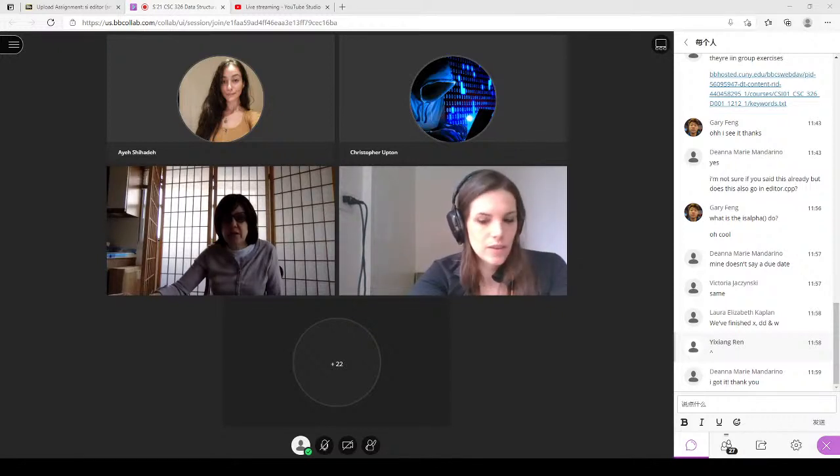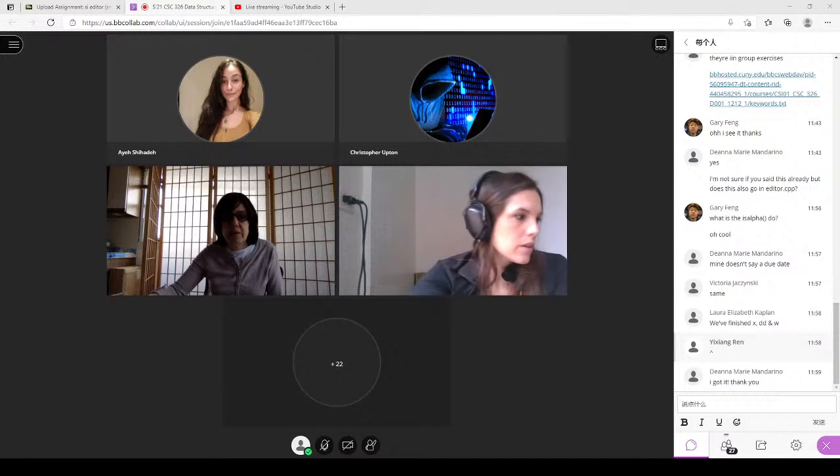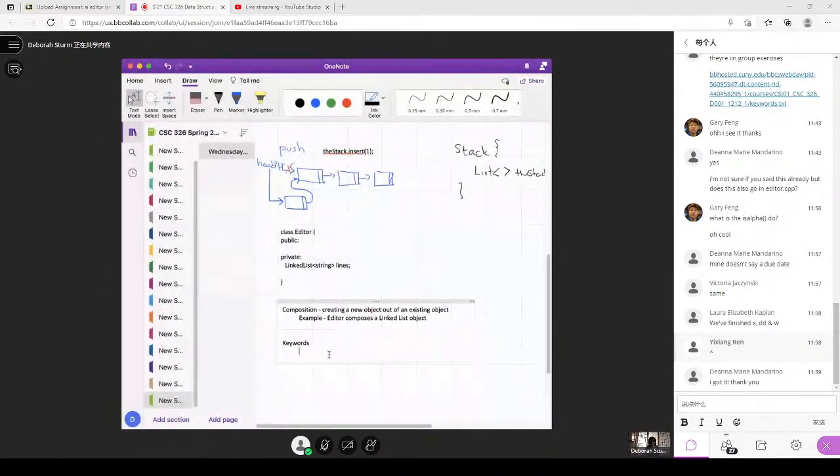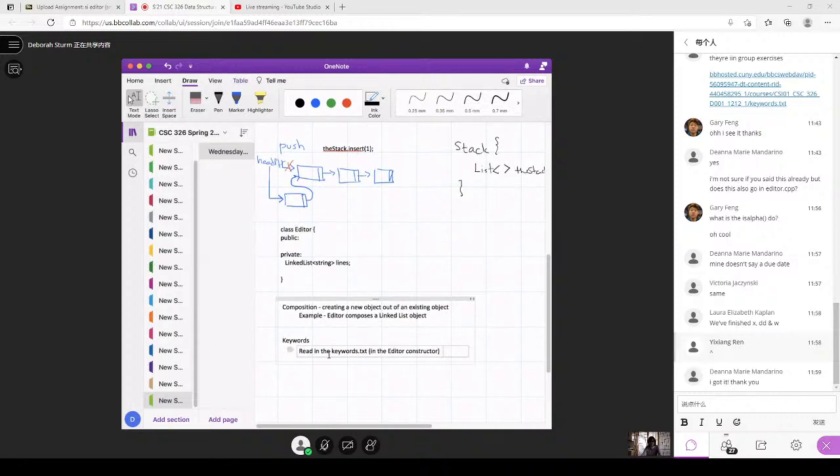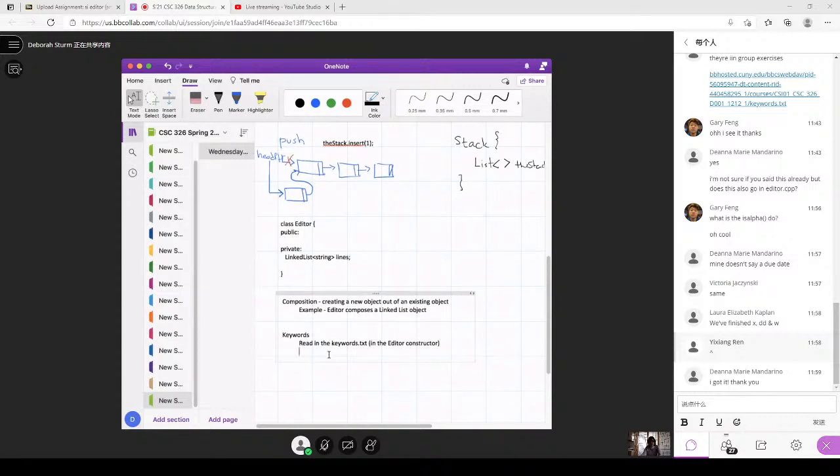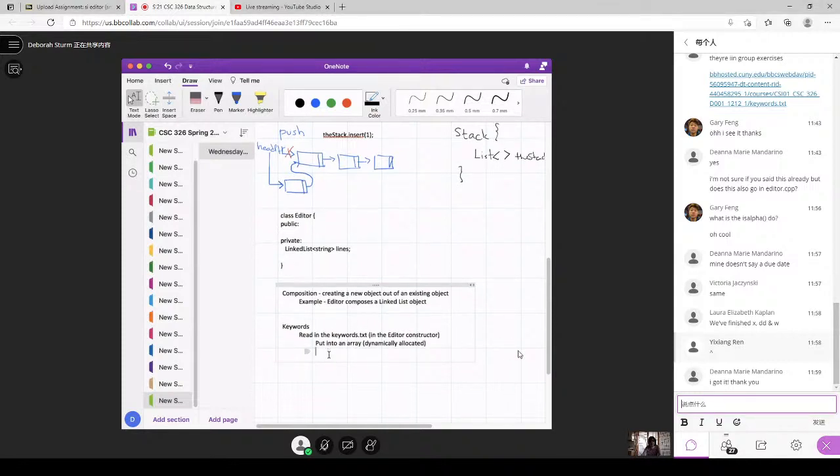Let me just write this in the notes, and I'll share the notes. So write down the steps. For keywords, we're going to read in the keywords.txt. Read it in the editor constructor. And then we're going to put it into an array, and this can be dynamically allocated. If you can't figure that out, just for now, don't make it dynamically allocated. But ideally it's put into an array.